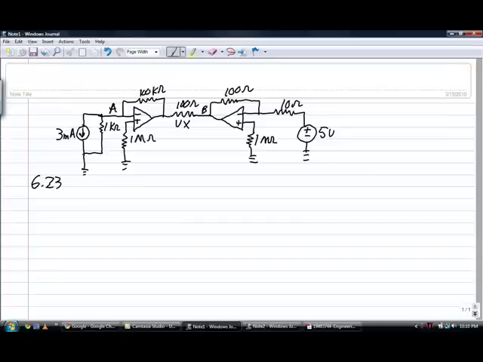Hello and welcome everyone. Today we'll be looking at a basic op-amp circuit. This is problem 623 from Engineering Circuit Analysis by William H. Hayt.